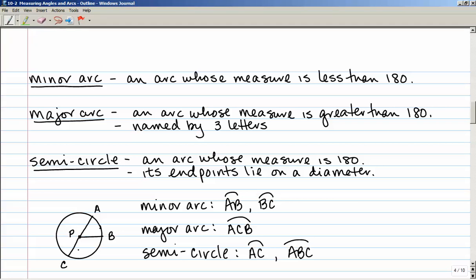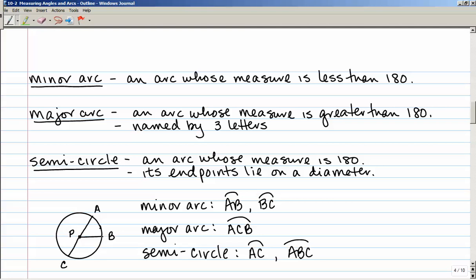And because it's more than 180 and we have to think about which way we're going around the circle, we need to use three letters. So a major arc in this diagram is arc ACB. We start at A, go around the circle through C, and then stop at B. Since that's more than half a circle, that's considered a major arc.